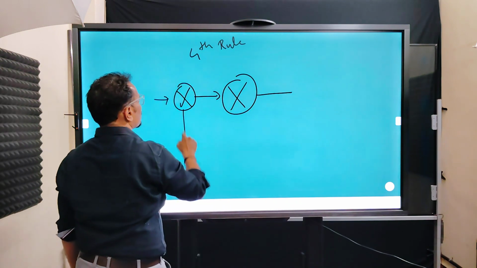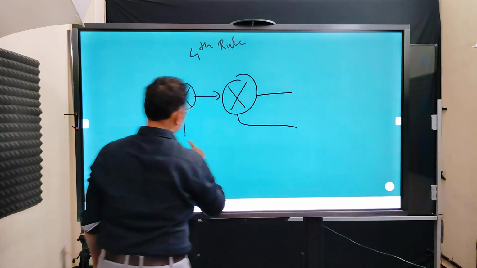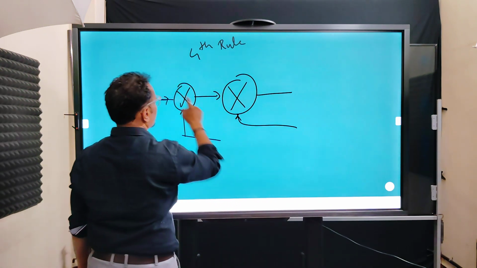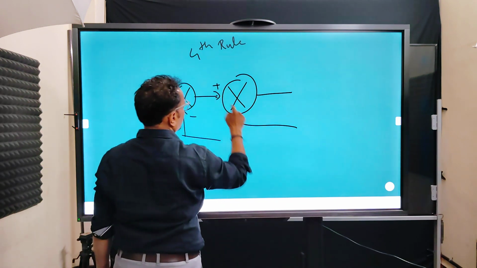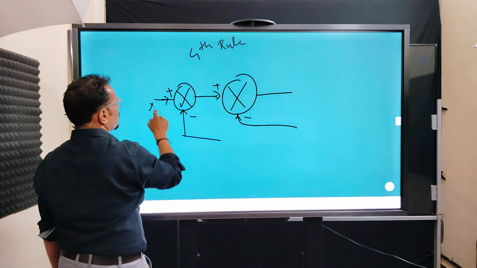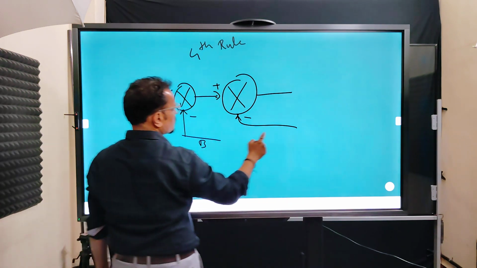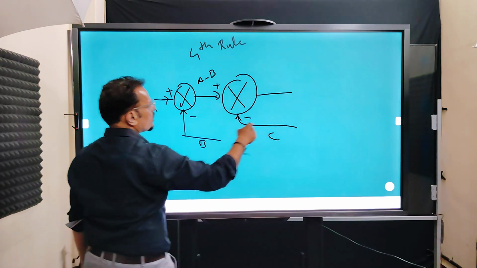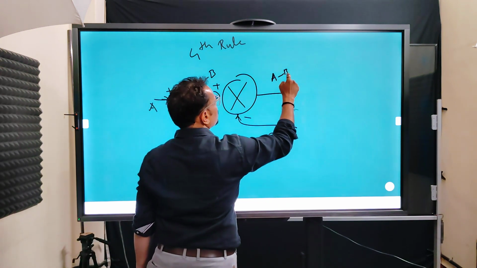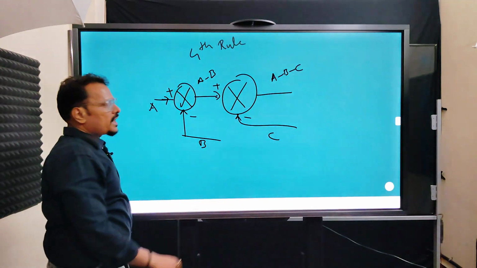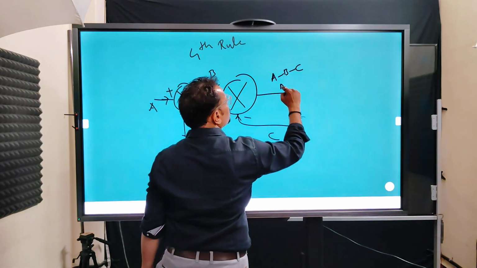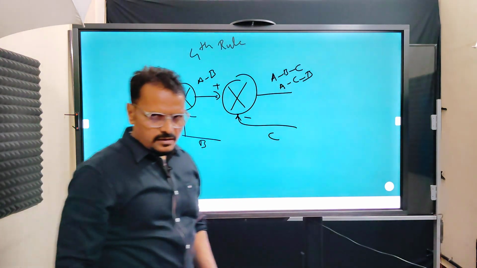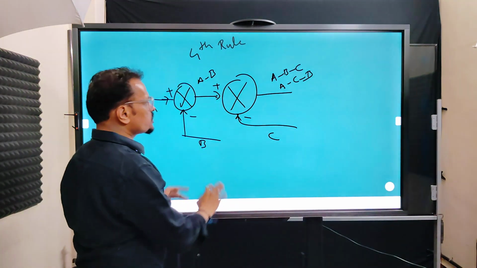See, if I have this as A, this is B, this is C, what I'll get here is A minus B, and then A minus B minus C. So either you write it as A minus B minus C, or you write it as A minus C minus B. Nothing will change. So this is interchangeable.